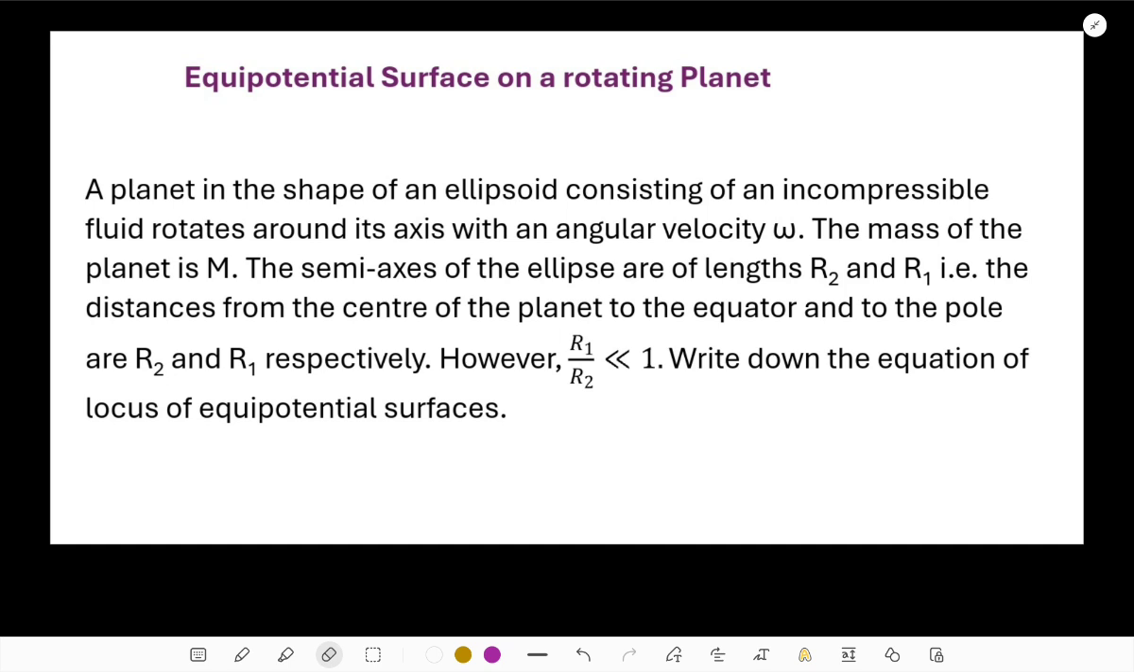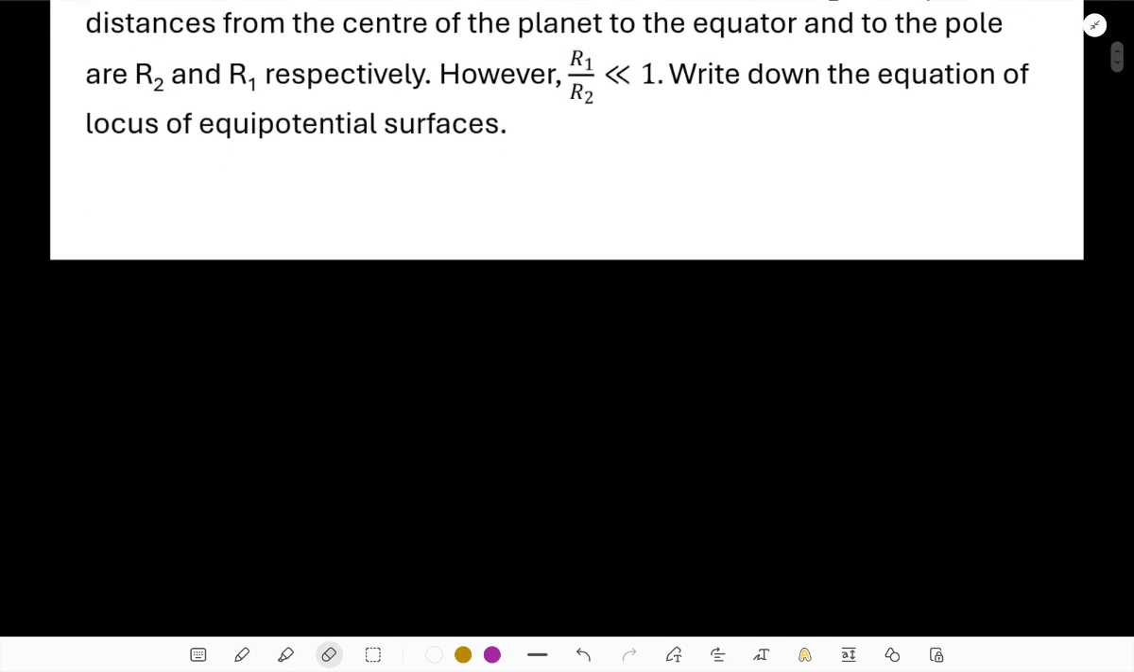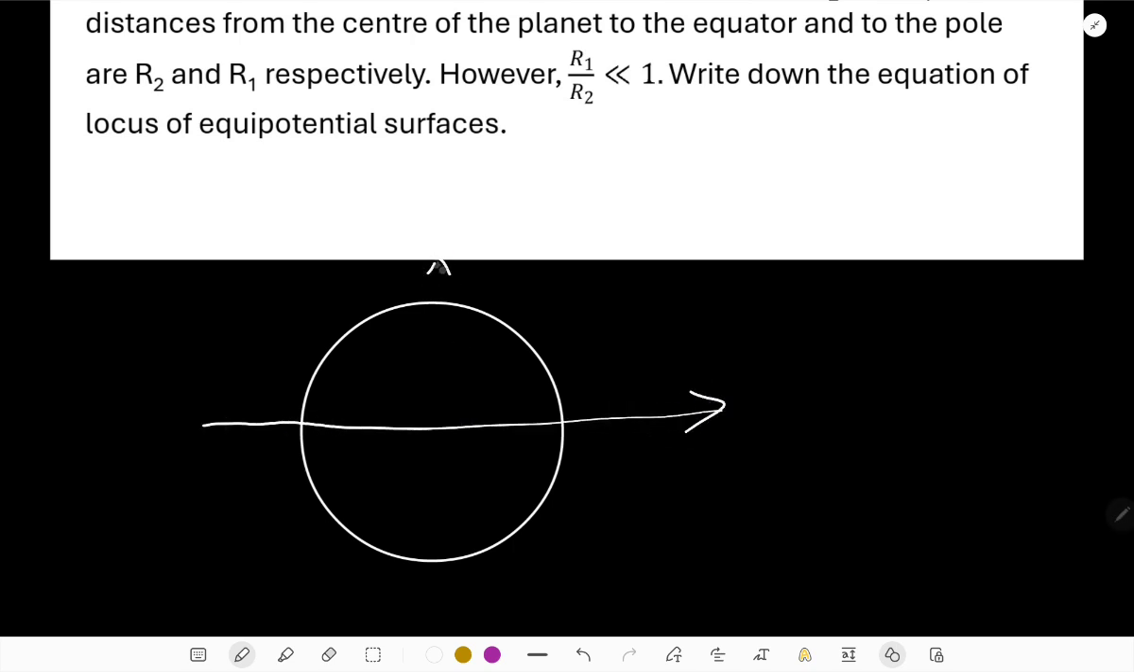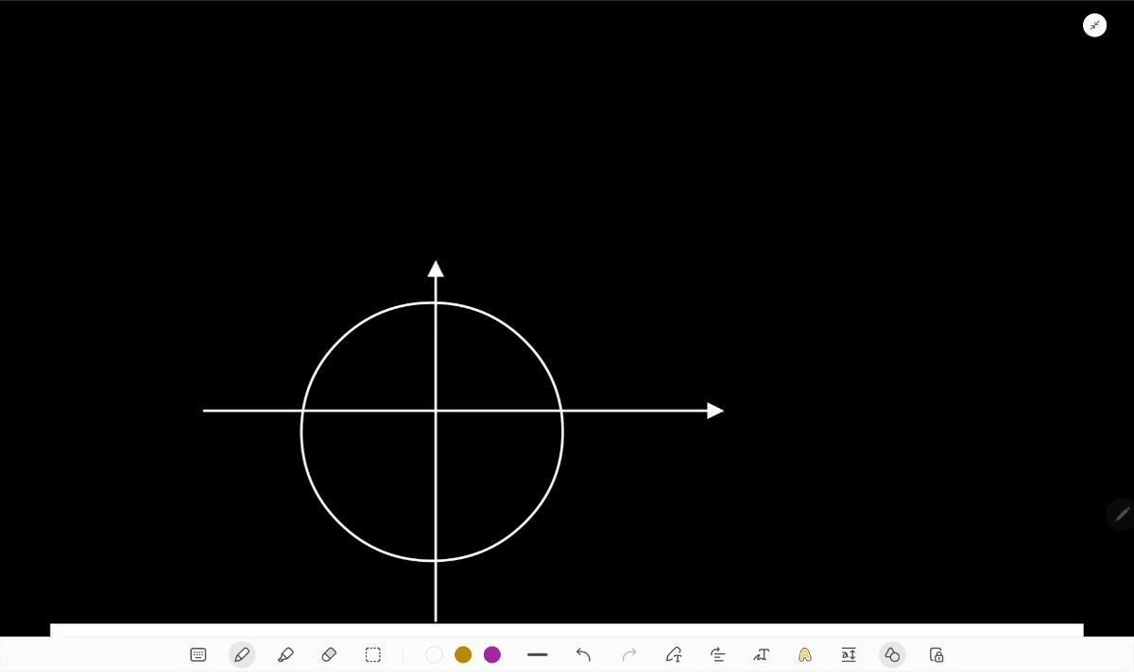And you can see this is hard to understand, what they want us to solve. But let us try. I'm first trying to draw an ellipsoid. I may not be able to, but I have drawn one. Consider it as an ellipsoid, though it looks like a spherical body. And I will take those semi-axes as x and y.